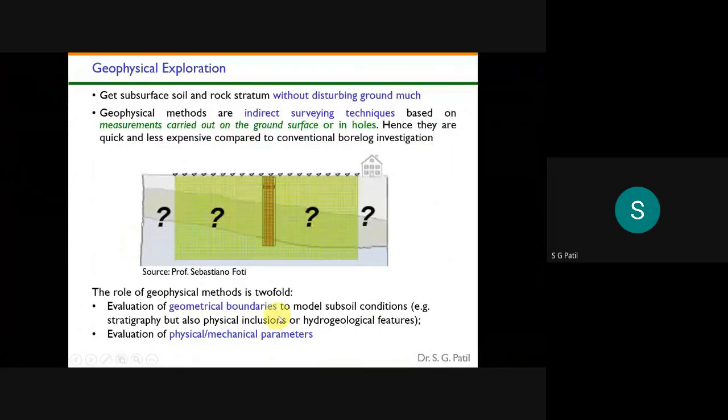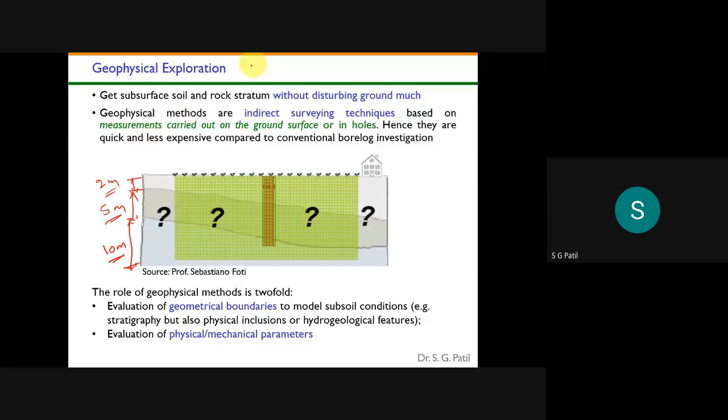Okay, the role of geophysical methods is twofold. First, evaluation of geotechnical boundaries to model the subsoil condition, and second, evaluation of the physical and mechanical parameters. The main aim of the geophysical test is that it will tell you roughly the depth of each soil layer. Maybe this is around 2 meter depth, this around 5 meter depth, this around 10 meter depth. Like that, it will give some rough idea.